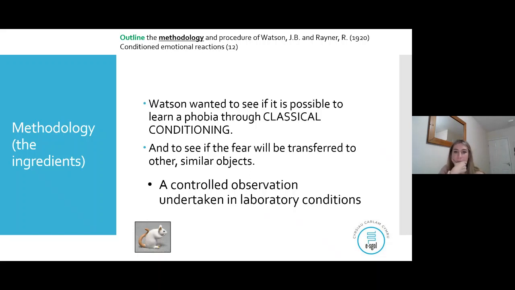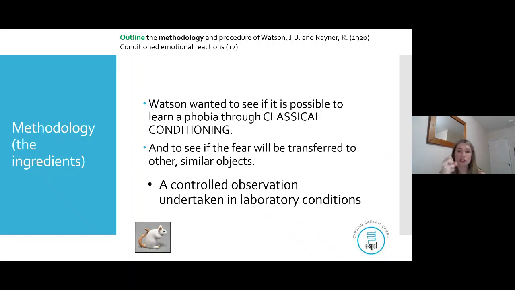All right, so Watson wanted to see if it was possible to learn a phobia through classical conditioning. Classical conditioning, we should know, is a form of learning where you learn through an association. You associate one thing with another. You associate a phobic object with fear. And to see if the fear is transferred onto other similar objects, okay?